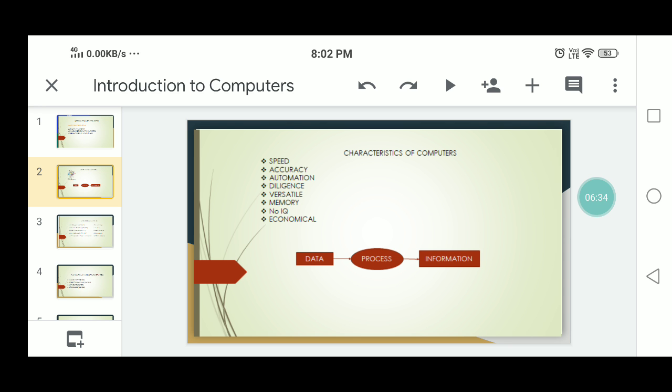The next is automation. Besides being very fast and accurate, computers are automatable devices that can perform a task without any user intervention. For example, some packages like MS Excel, where we use calculations with an automation method. The next is diligence. Computers never get tired of a repetitive task. They can continuously work for hours without creating errors.